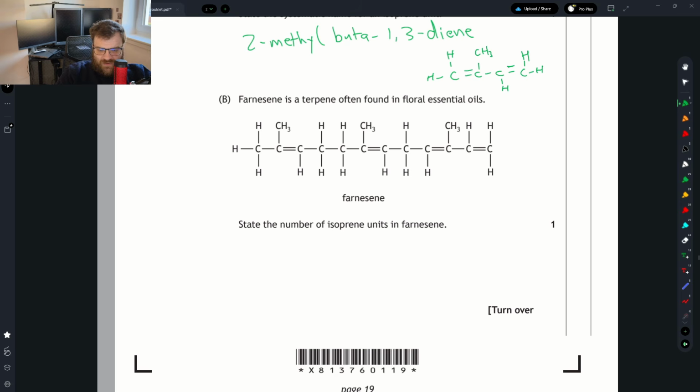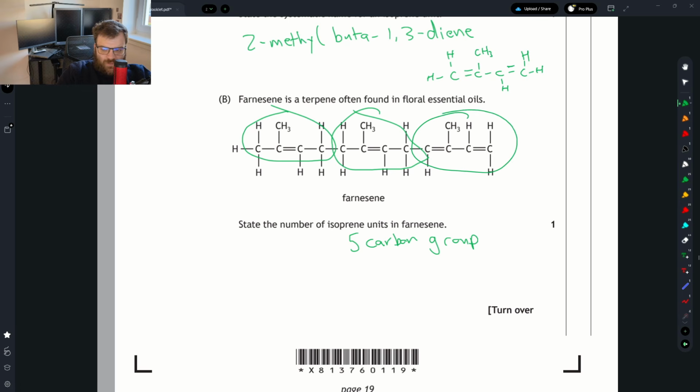Here, state the number of isoprenes in this. As I said previously, it's a 5 carbon group. So we've got 1, 2, 3, 4, 5. 1, 2, 3, 4, 5. 1, 2, 3, 4, 5. So 3 isoprene units.